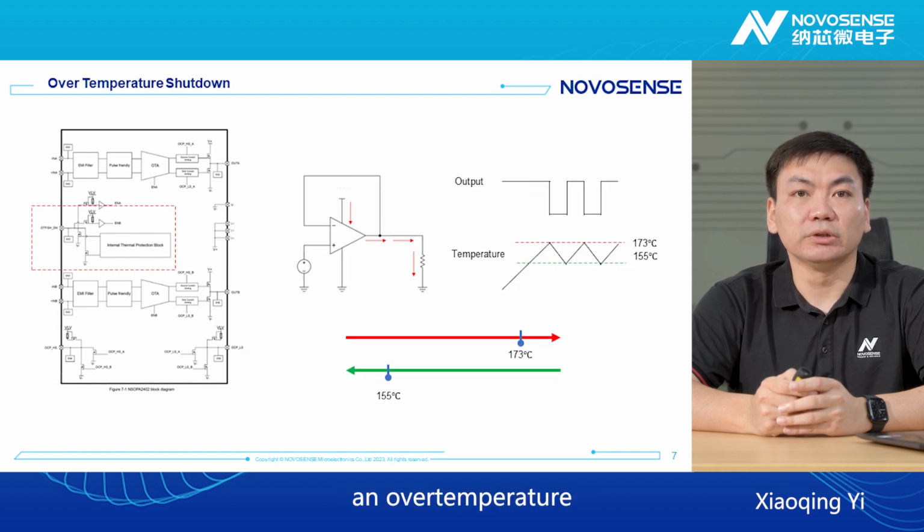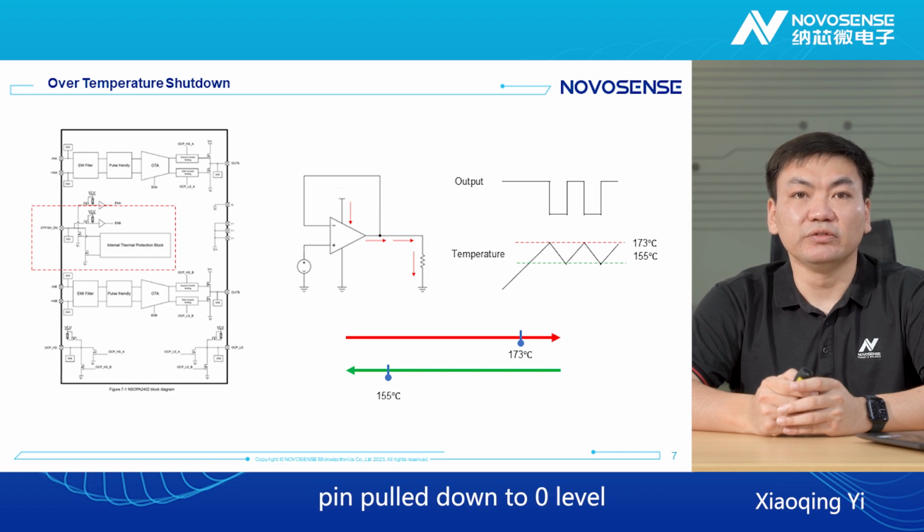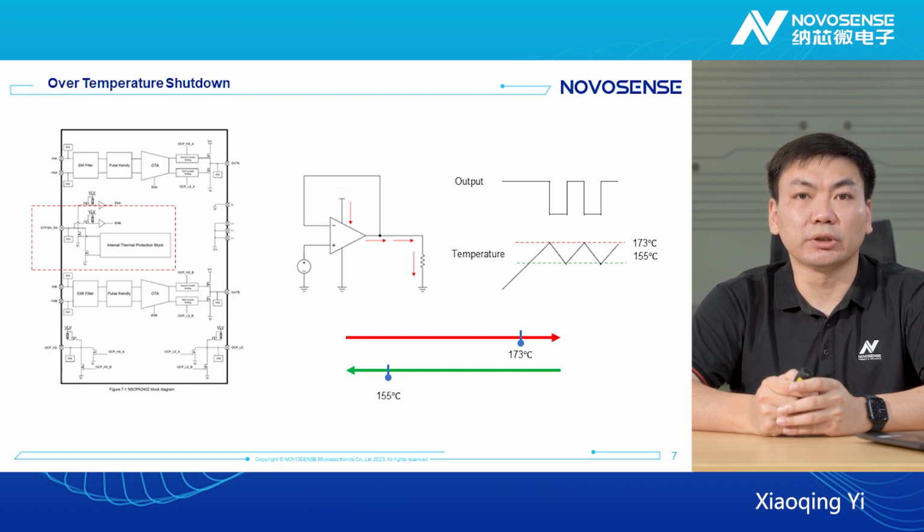NSOPA240x provides an overtemperature shutdown function. When the chip's junction temperature exceeds the shutdown threshold of 173 degrees centigrade, the chip will be in the overtemperature shutdown state, when the operational amplifier stops working, the output changes to high impedance state, and current output stops. In addition, the chip has a special indicator pin pulled down to zero level, indicating that an overtemperature event occurs.